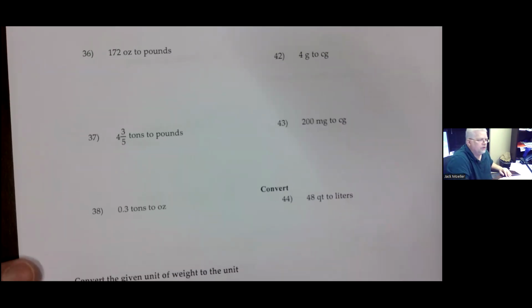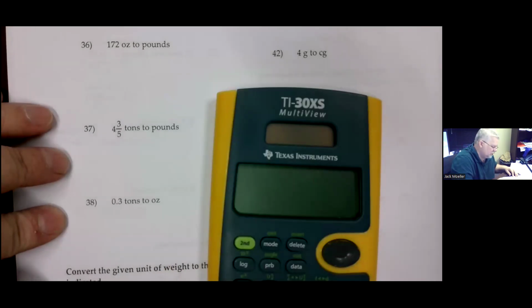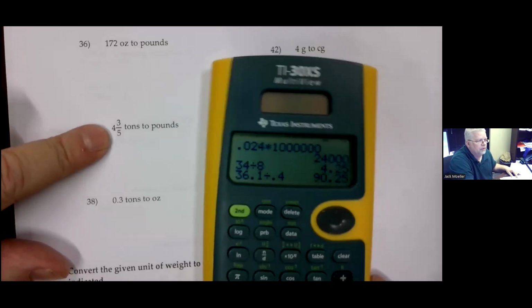Right. How about number 37? 4 3/5 tons to pounds. So how would you do that? Well, what do we do with a fraction? We don't like fractions. We use fractions to set up our dimensional analysis to know how to deal with the units, but honestly, we don't like fractions in our numbers. So how do you convert 4 3/5 to a decimal?